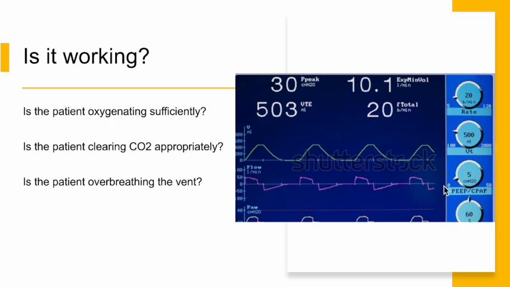So for oxygen, check the ABG overnight. When you're rounding on the patient, check the pulse ox, and then check the ABG to make sure that their CO2 and pH are within normal limits. And once you're in the patient room, check that the set rate and the actual rate are the same.